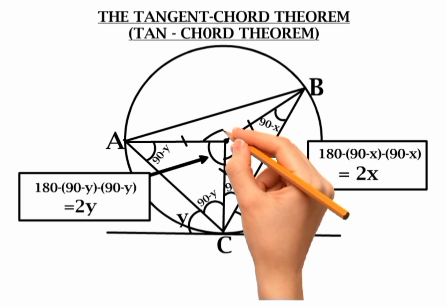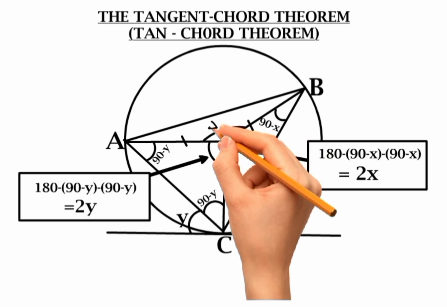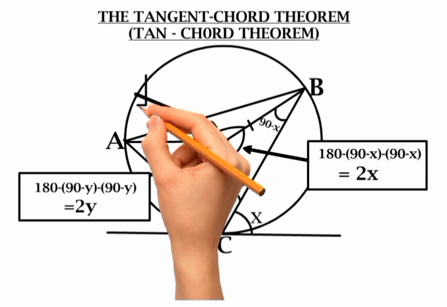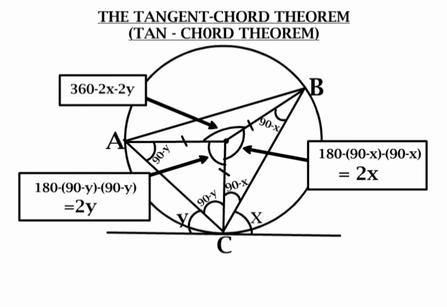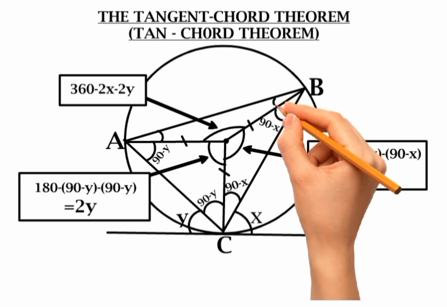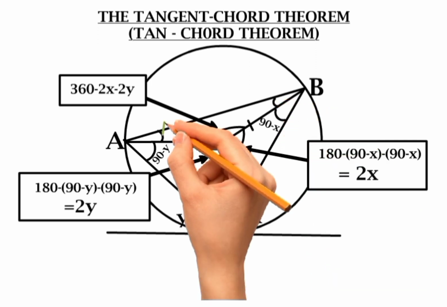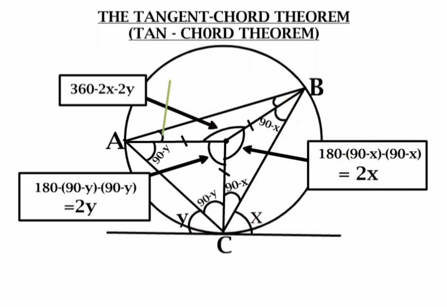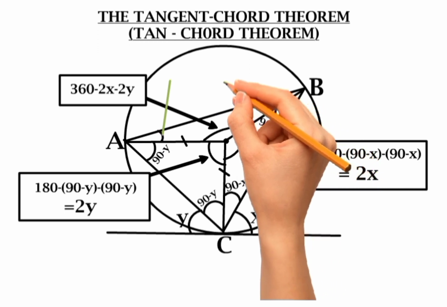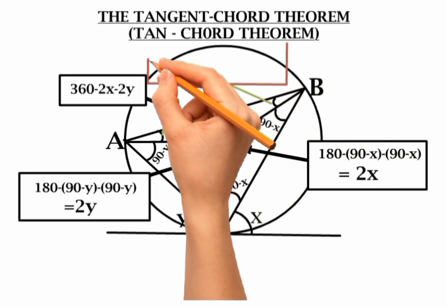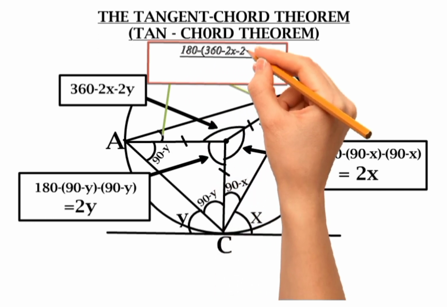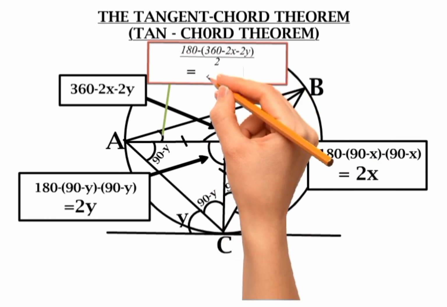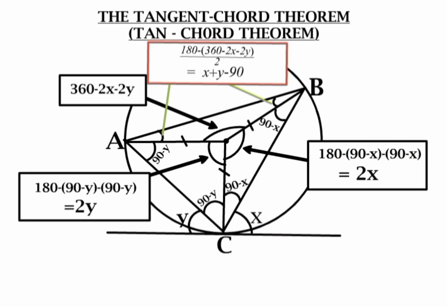By using the idea of angles around a point, we get the third angle, that is angle AOB, as 360 minus 2x minus 2y. After that, we need to calculate the base angles of triangle AOB. The steps above follow by convention. Angle OAB is equal to angle OBA, and both are equal to x plus y minus 90 degrees.